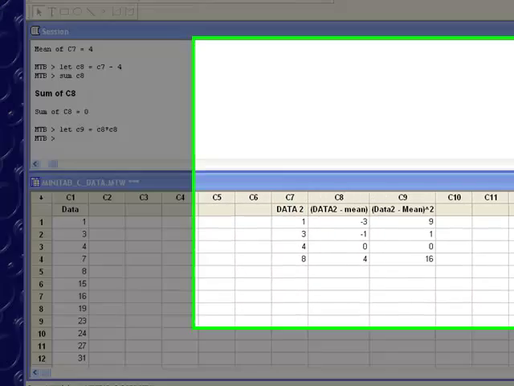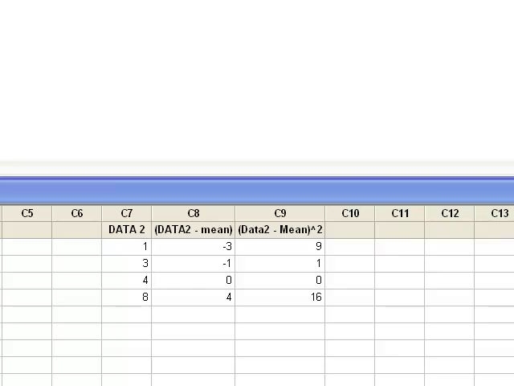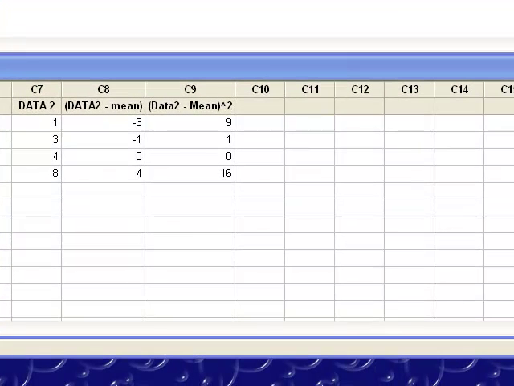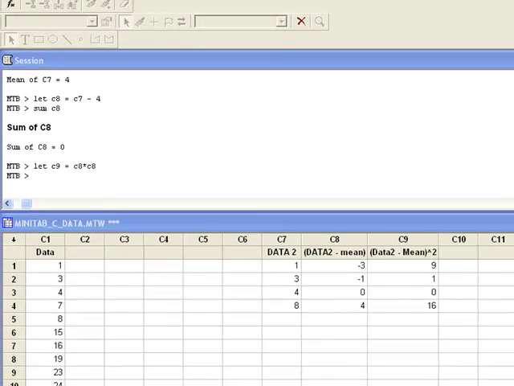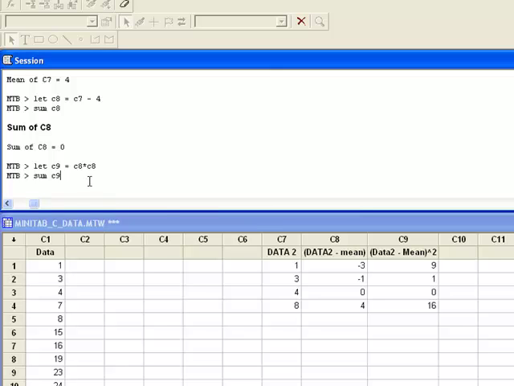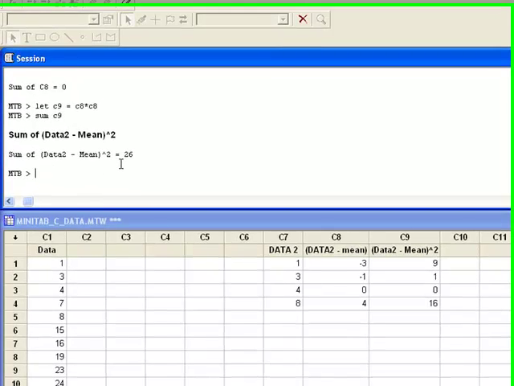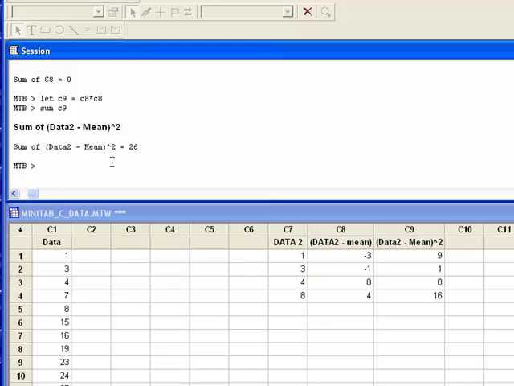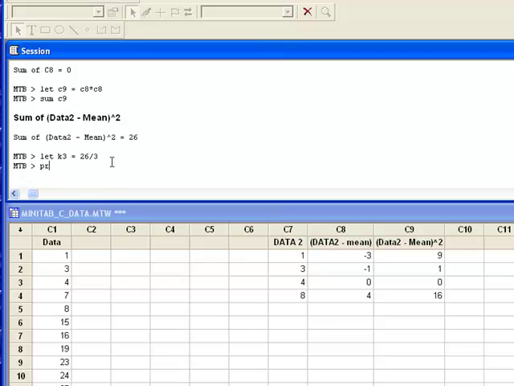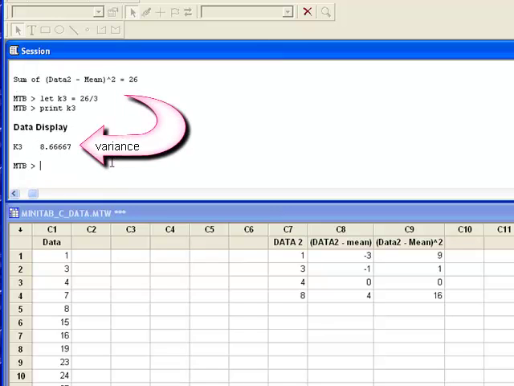And the last column is the data minus the mean, squared. And now we can sum that column using this command, sum C9, that we've seen before. Hit enter, and now we have the sum. And to find the sample variance, let's do our constant again. Let's say K3 equals 26 divided by n minus 1. There are 4 data points, so we're going to divide by 3. Print K3, and there we have the variance.